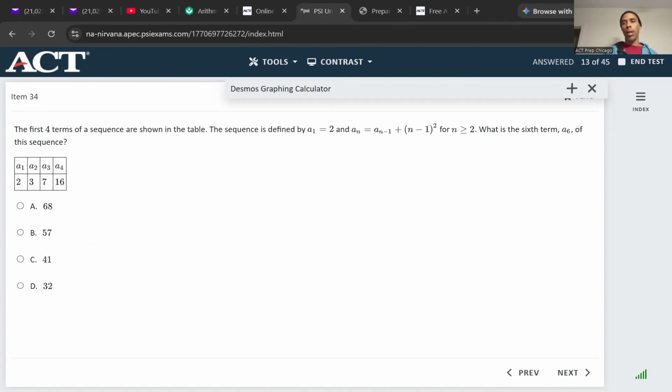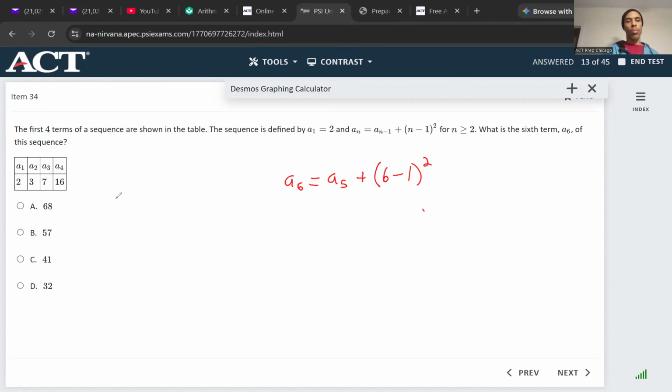I'm trying to figure out what the value of the table actually is. The sequence is defined by a sub 1 and a sub n for any term in the sequence. So if we want a sub 6, we need what? Oh, it's recursive because you have to use the previous term. You can't just put any term in. A sub n minus 1, which means we need the fifth term plus 6 minus 1 squared. That's how we would get a sub 6, right? So that means we need the fifth term, which means we have to use the fourth term, right?